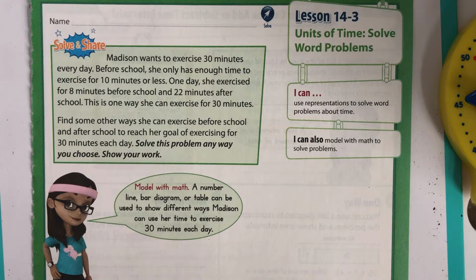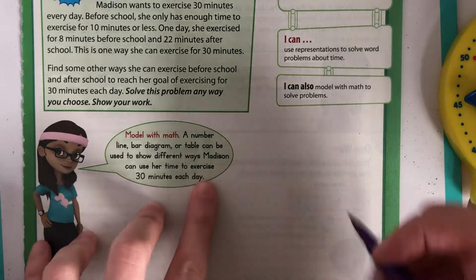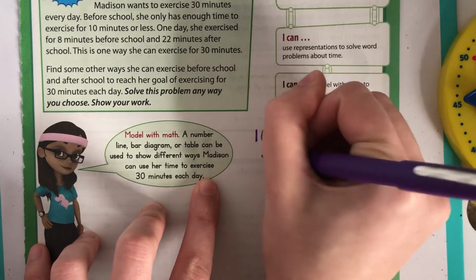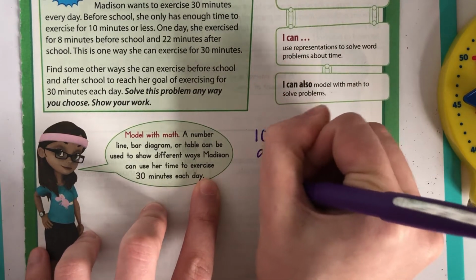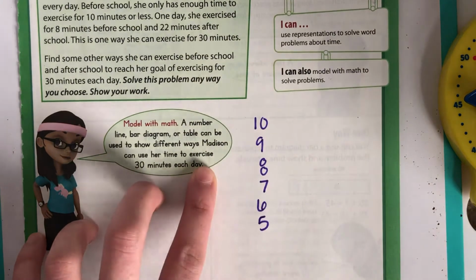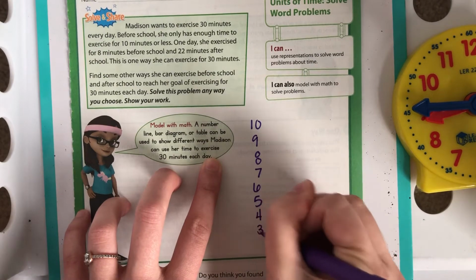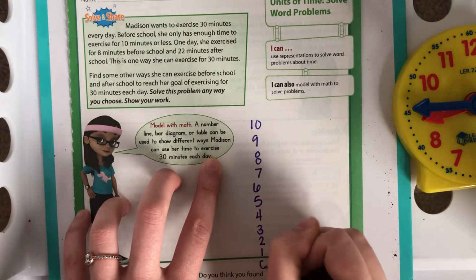A number line, bar diagram, or table can be used to show different ways Madison can use her time to exercise for 30 minutes a day. So we know that she only has 10 minutes before school. So if we do 10, 9, 8, 7, 6, 5, 4, 3, 2, 1, 0.